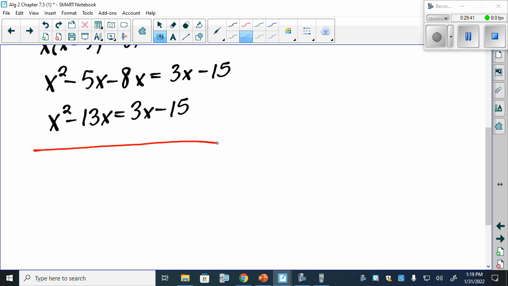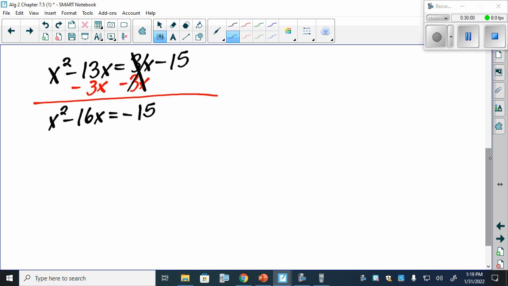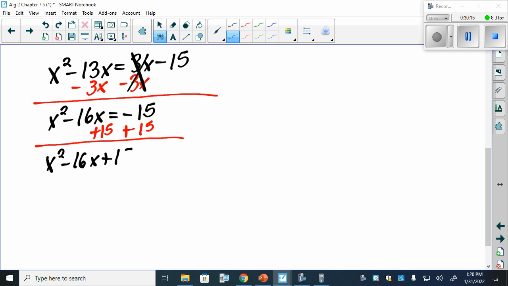So the first thing we can do here is to subtract 3x from both sides, which will tell us that we have x squared minus 16x is equal to, those will cancel, negative 15. Well, it's still not equal to 0, so we can add 15 to both sides, which will tell us that x squared minus 16x plus 15 is equal to 0.